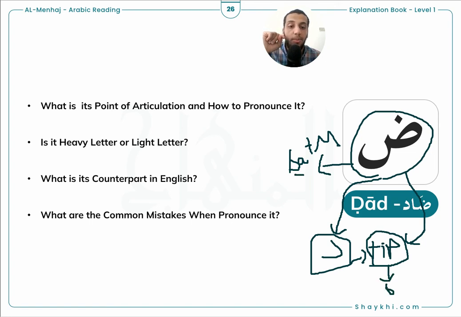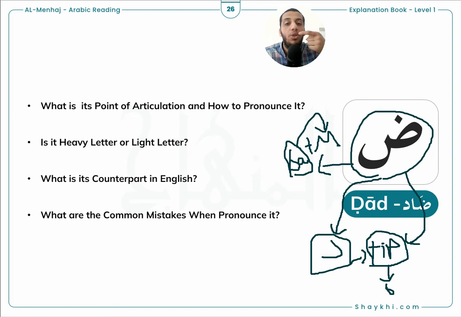But the letter dot is pronounced by the back sides of the tongue, whether one back side or two back sides, with the molars. Also, the back of the tongue will be raised, but this is just the difference. Back sides of the tongue with the molars. Okay, so da, da, da, da. This is a heavy letter dal.